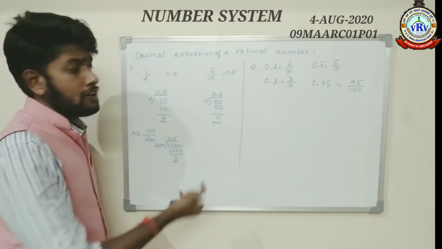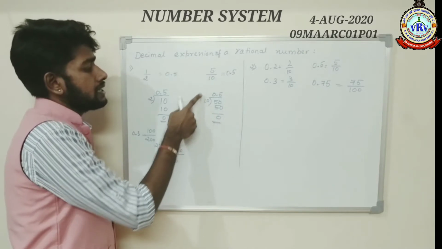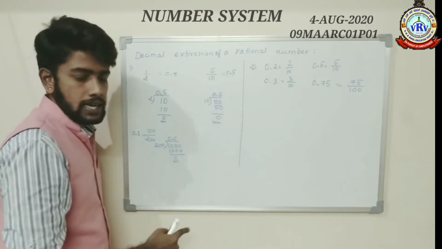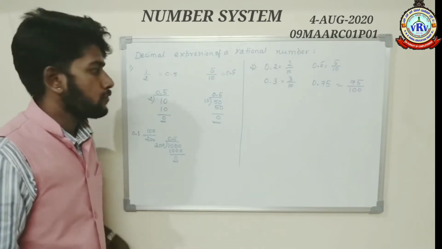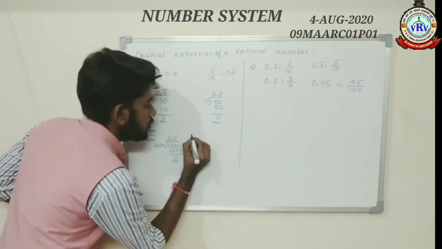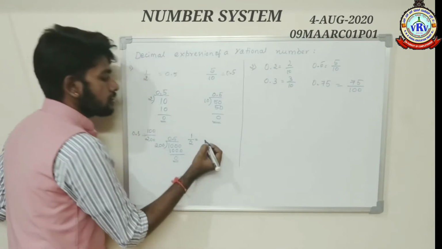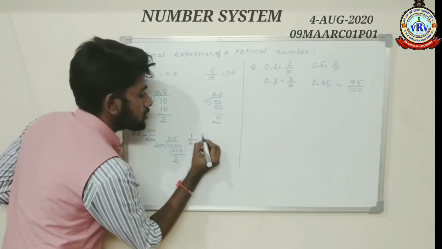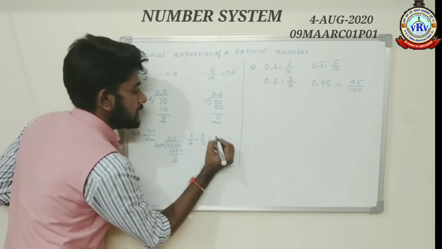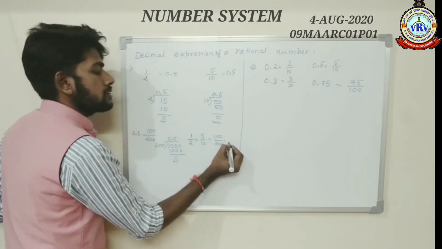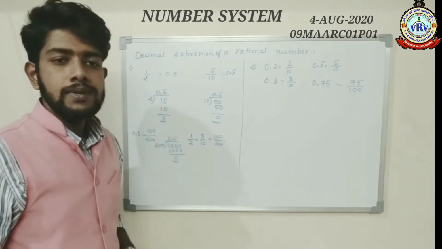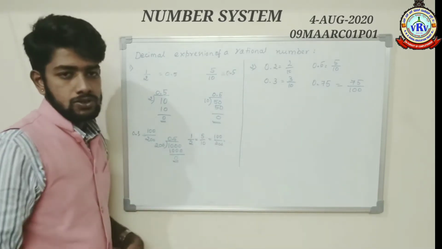In that same way, I can tell 5 by 10 is 0.5 and 100 by 200 is also 0.5. You can observe here the value of 1 by 2 is equal to the value of 5 by 10, which is equal to the value of 100 by 200. You will get some more rational numbers which have the same values.